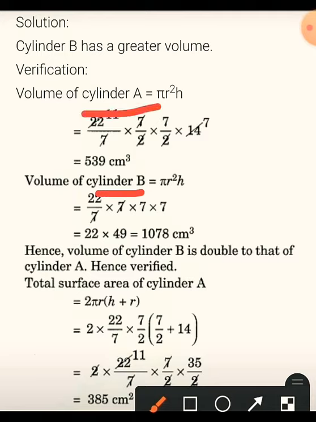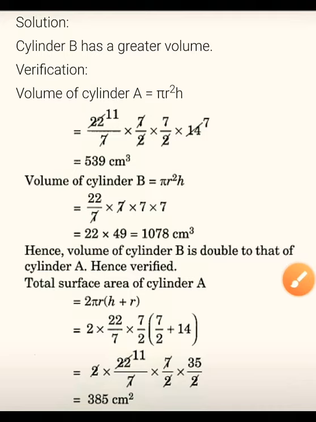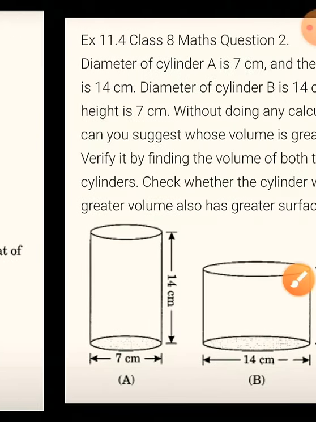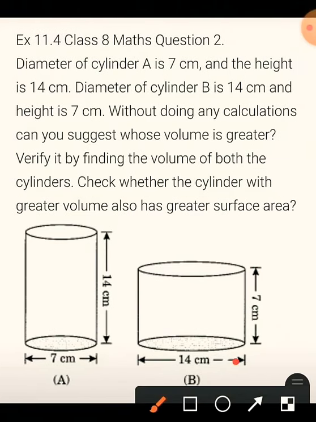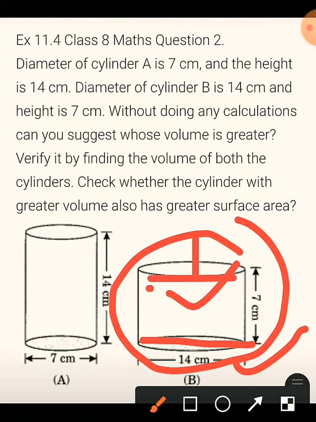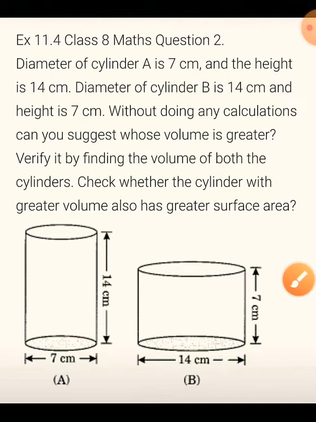Okay, we got A and we got B. So this is 1078. This is 539. Now you can compare and see which one is greater. So the volume of cylinder B is greater. As I told you, the volume of cylinder B will be greater. This cylinder B, whose diameter is more, has more volume, meaning in this we can fill more water or more liquid compared to this one. So the volume of cylinder B is greater.